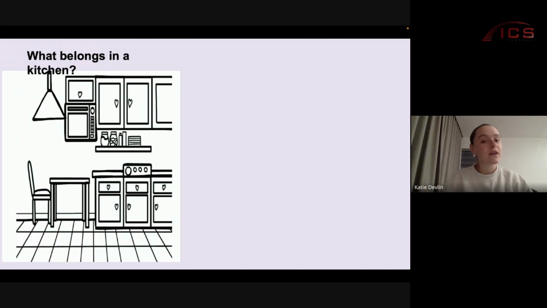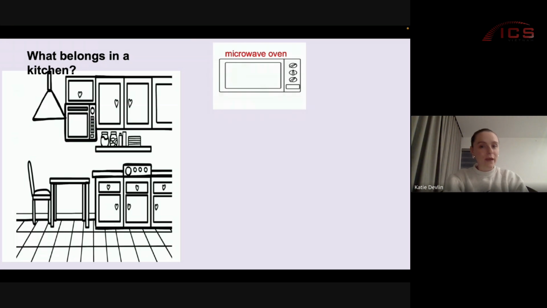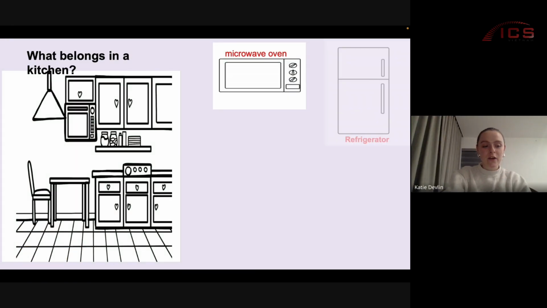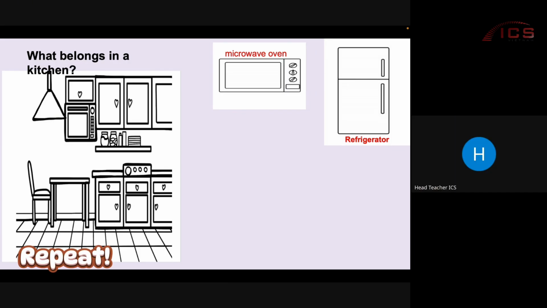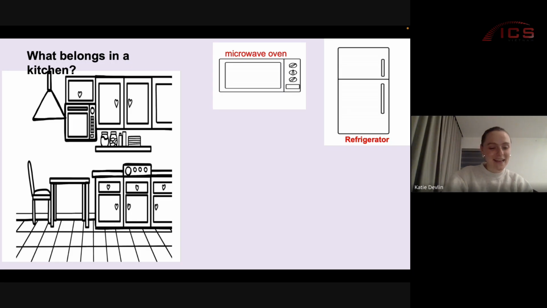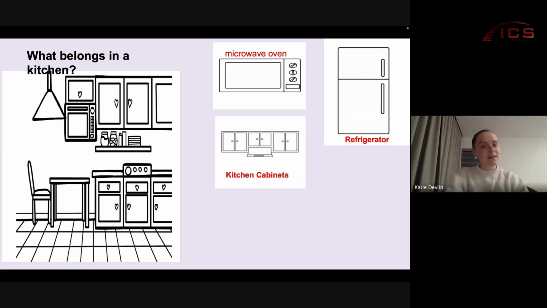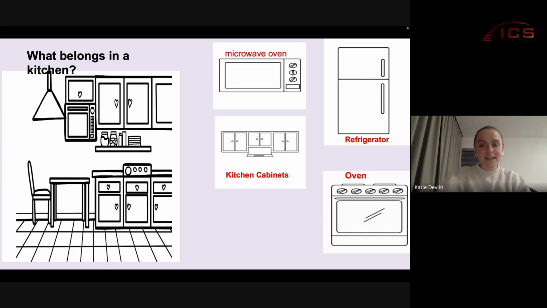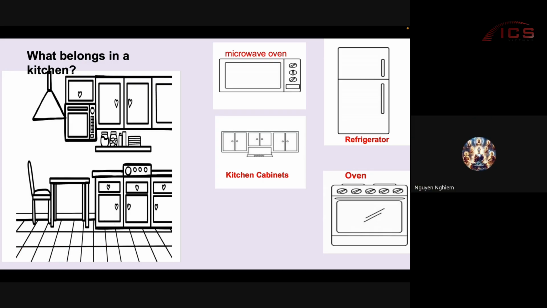Now we move from the bathroom to the kitchen. This is where we cook all of our meals, we eat, and we keep all of our food in here. So what belongs in a kitchen? Can you say microwave for me, please? Can you read refrigerator? Well done. Fantastic. Kitchen cabinet. Oven. Good. Pan. Well done.